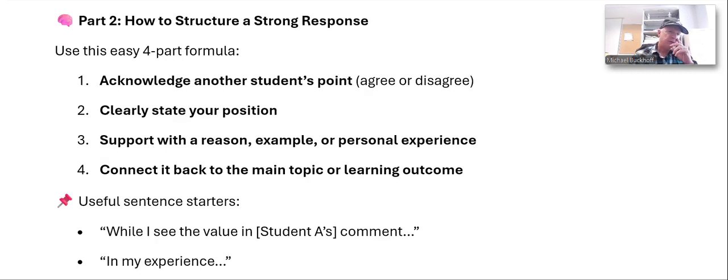So how do you do this? There's a pretty easy 4-part formula for this type of writing. Number 1, acknowledge another student's point, agree or disagree. Number 2, clearly state your position. 3, support with a reason, example, or personal experience. 4, connect it back to the main topic or learning outcome.